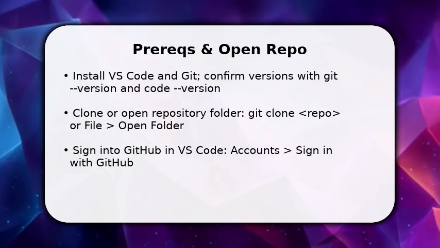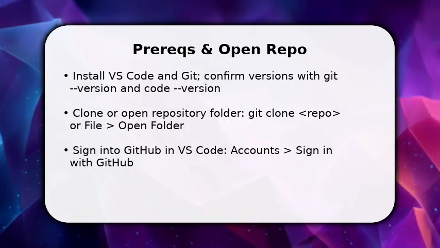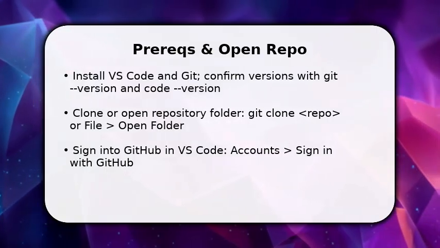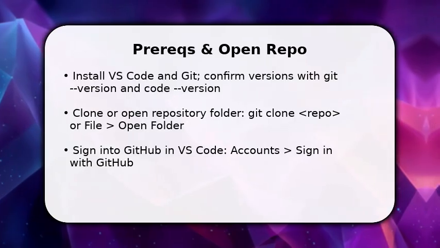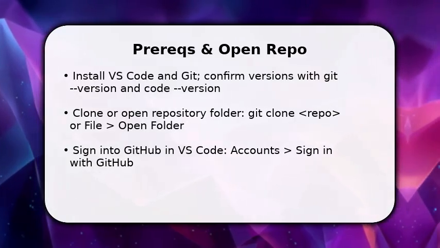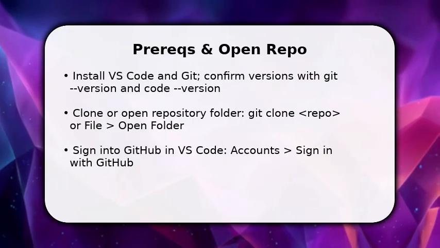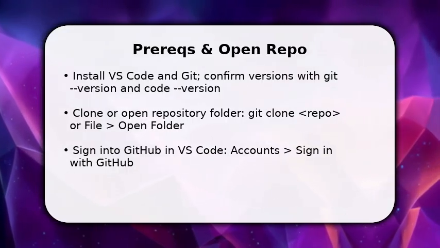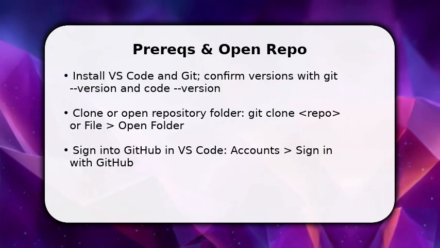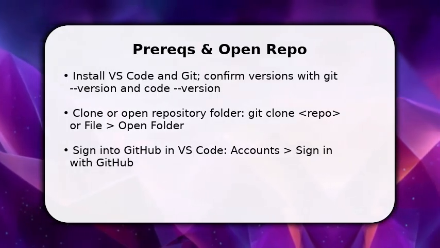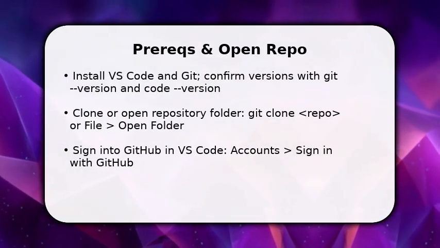You already have the essentials: VS Code and Git. First, clone or open the repository folder so files are immediately available. Once done, sign into GitHub inside VS Code to enable push and pull. Make sure Git is configured with your name and email, and that you have SSH or HTTPS access.